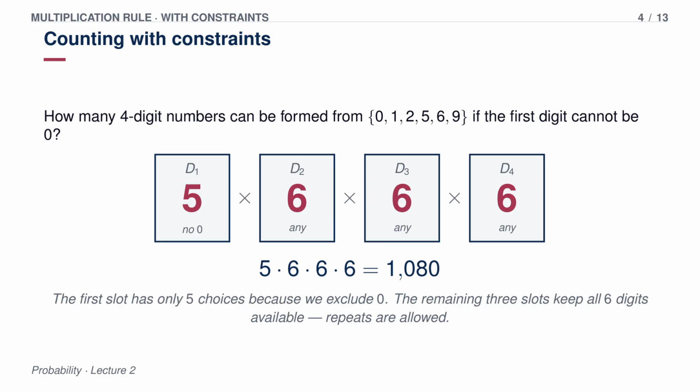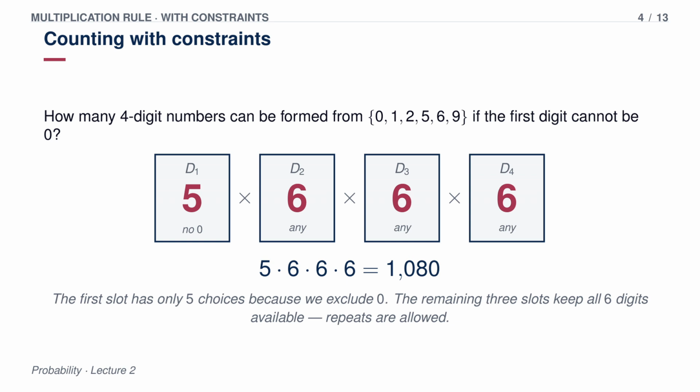Does this completely break the multiplication rule? Well, no, let's walk through the stages. We have 4 slots to fill, right? We look at the first slot. Normally, we'd have our full menu of 6 options, but the constraint says no 0. Right. So we literally just cross 0 off the menu for that one specific stage. That leaves us with 5 choices for the first slot.